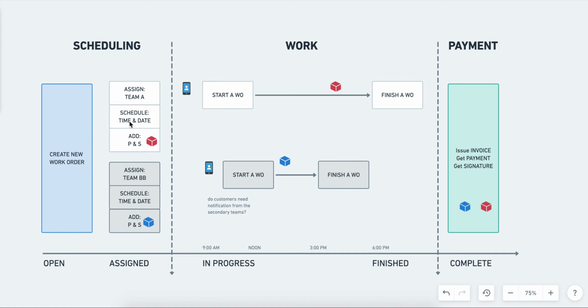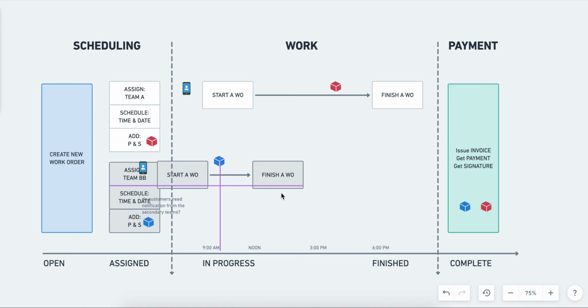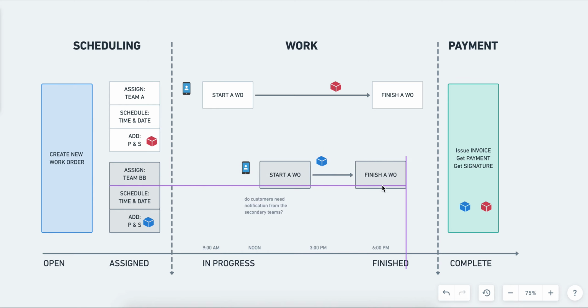So what we're trying to figure out is how we can create one single work order, assign one team, schedule that team for a time and date, and add a product and service that this team will do. Then assign another team to the same work order with a different time and date and a different product and service, so that one team can start when they need to, and the second team can start or finish whenever they need to, without any constraints.